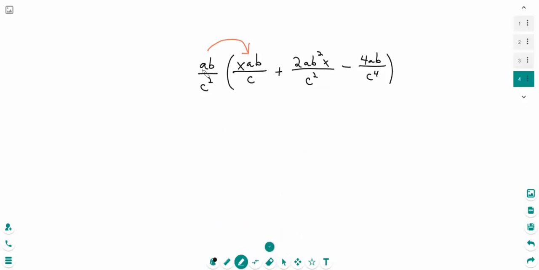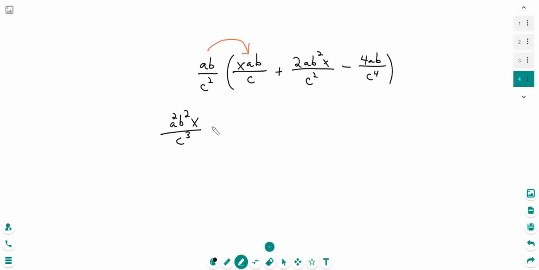So if we have ab over c squared times this first term, let's multiply the numerators right away here. So ab times ab is going to be a squared b squared x. And then in the denominator, we have c squared times c. That's going to be c cubed.